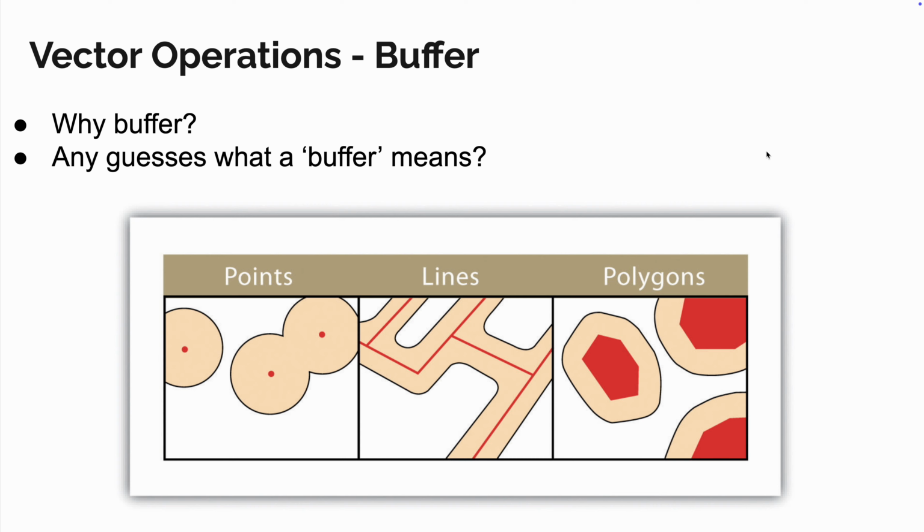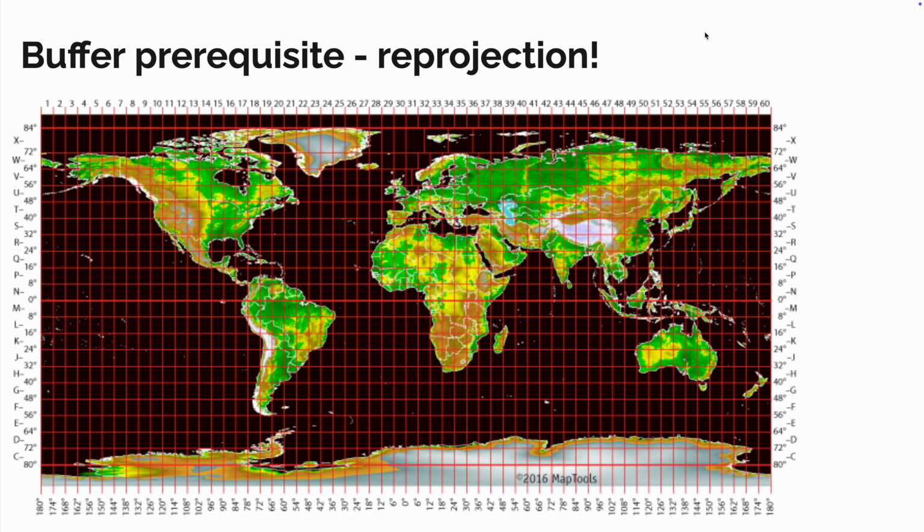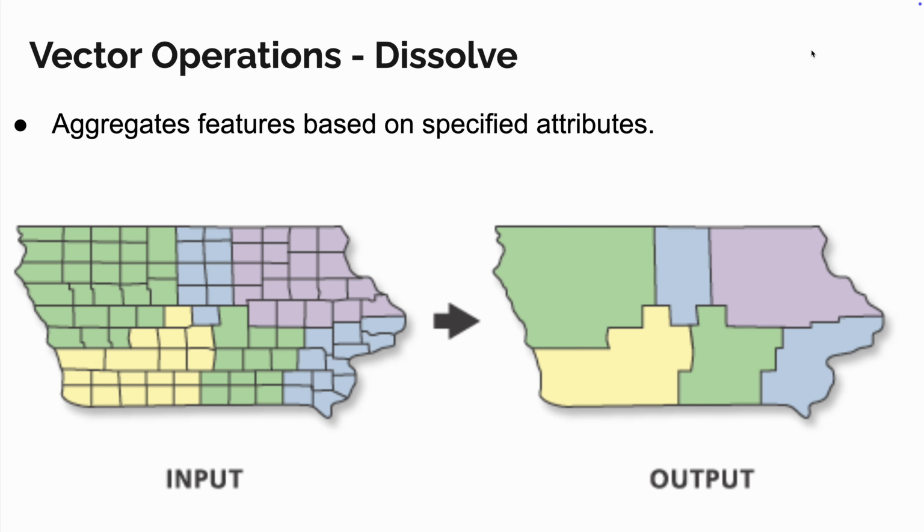Now, we know that we can do a lot of operations to vector data. We can buffer it, right? We can add a fixed distance in any direction relative to a point, line, or a polygon and end up basically with a polygon. We got to reproject to buffer in the correct units, just remember that.